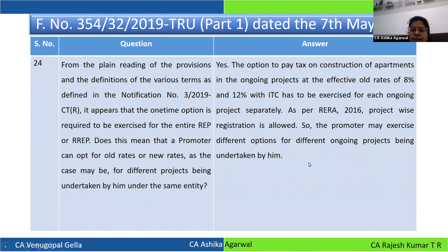This is also the same thing they have clarified, that if for RERA you have taken separate registration, you can take project-wise registration, and project-wise you can opt for different rates. So they are saying they will also consider them different projects under GST, and it's upon you how you have to move on, whether you have to go by old rates or new rates.